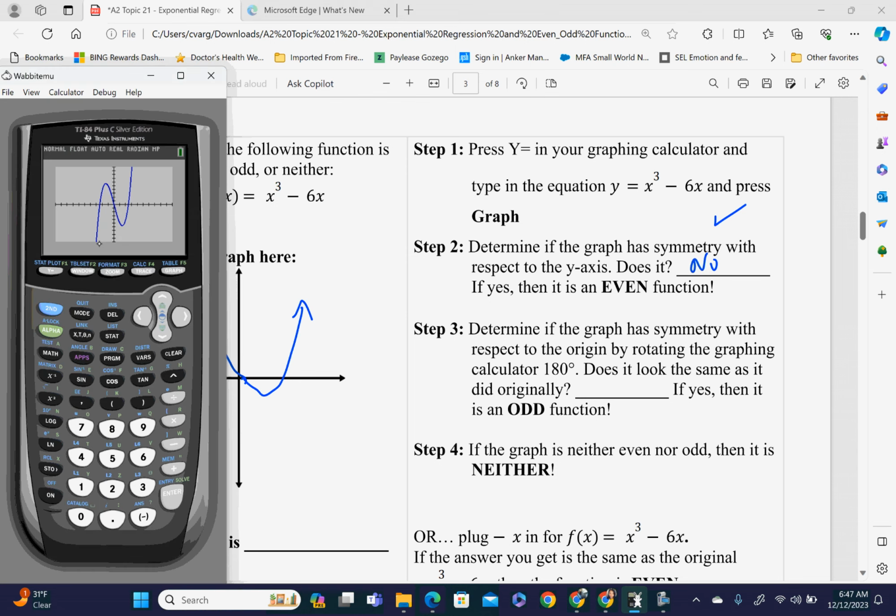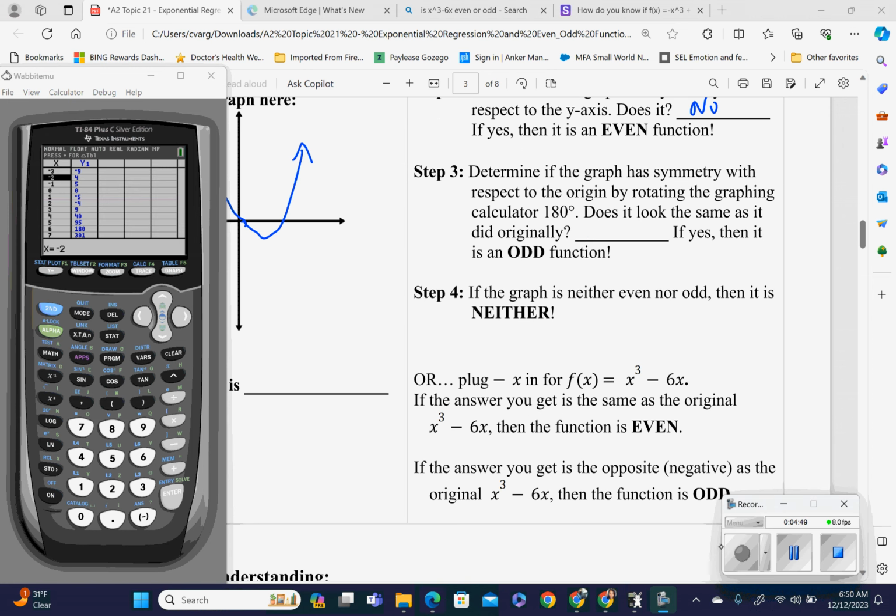If I want to verify this, one thing I can do is look at each of the coordinates. It does go through 0, 0. If you look at this, this is 1, -5. If I take both of those numbers and make them the opposite, which is -1, 5, that point is also there. If I do the same thing here, 2, -4, flip the signs, so that's -2, 4, and that's what I have. That means that this function is odd.